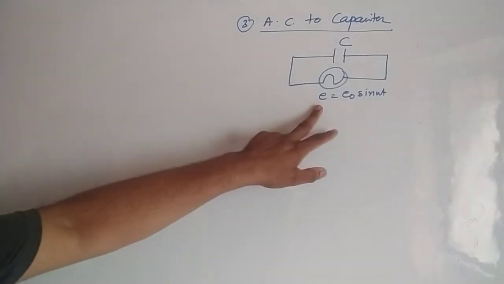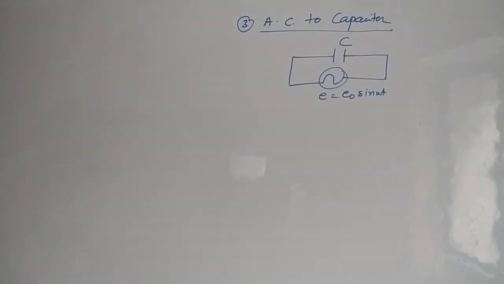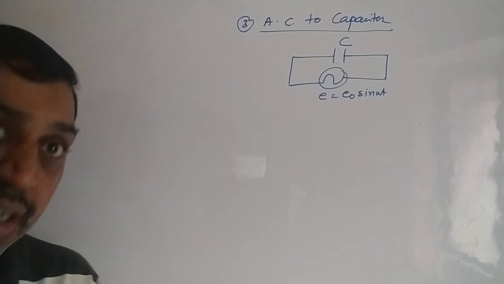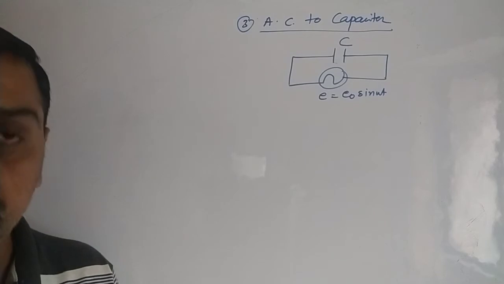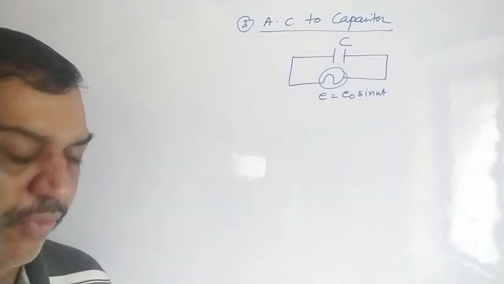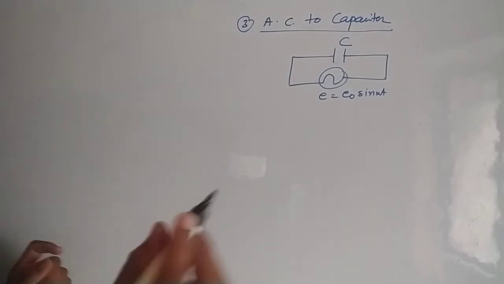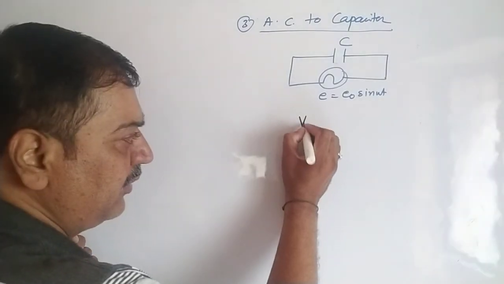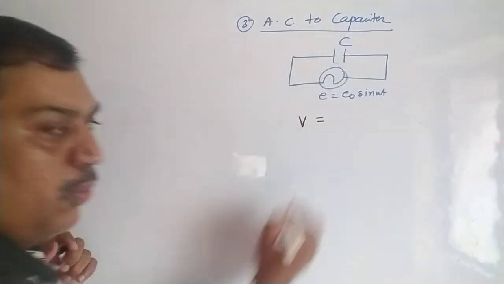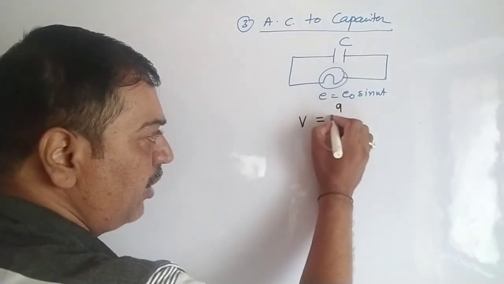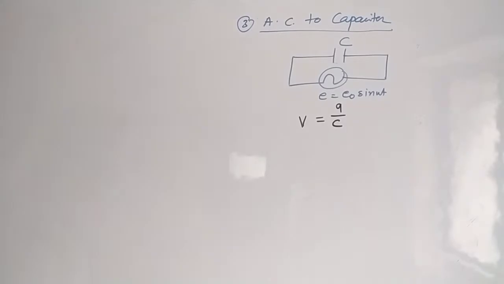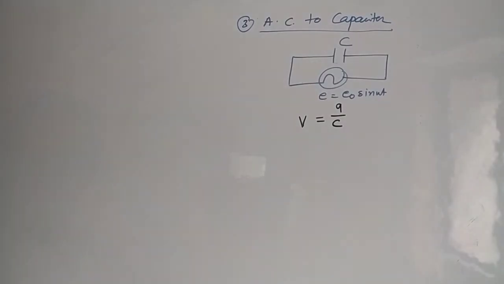Again here EMF is given. We have to find the current and see whether EMF and current are in the same phase or how they are changing. Accordingly we have to draw the waveform and phasor diagram, and find some constant resistance for the capacitor. So before going into detail, suppose voltage V is applied across the capacitor and it has a charge Q, then we can say V equal to Q by C. That is the formula: voltage across the capacitor is equal to charge on the capacitor divided by the capacitance of the capacitor.